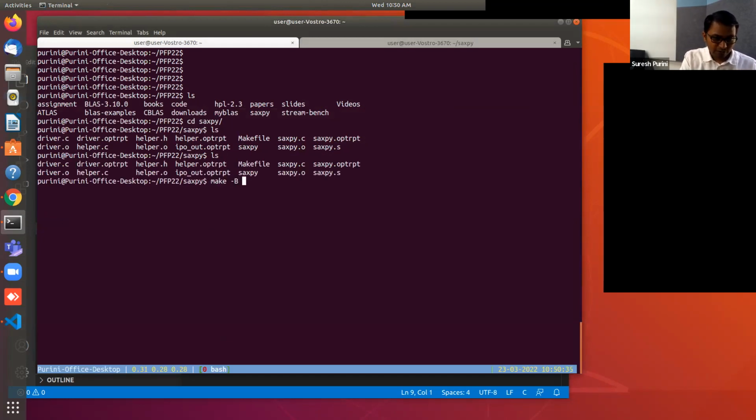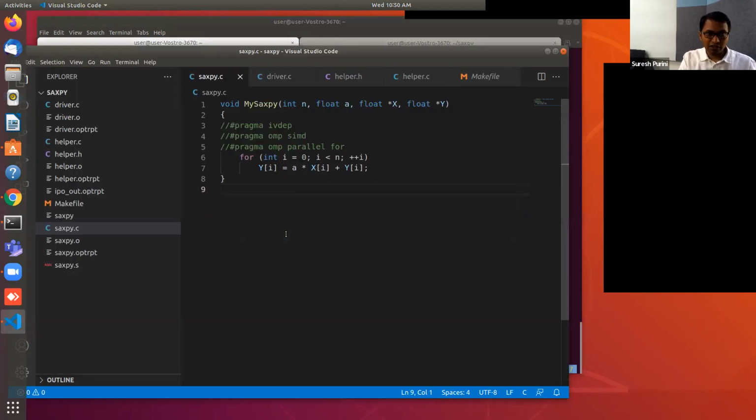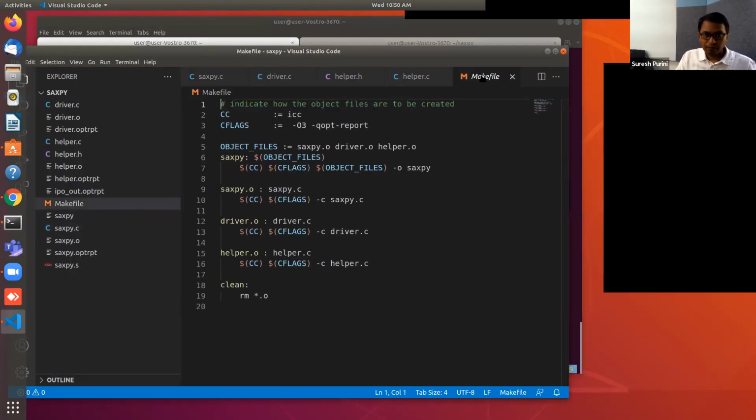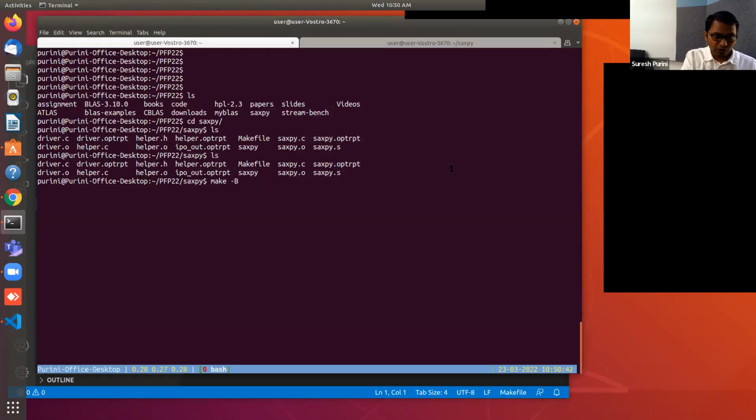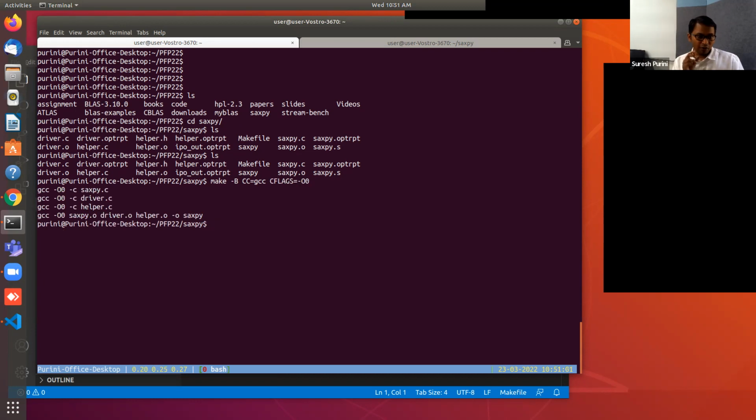So make, and I would like to use GCC to start with. So make with CC, I'm overriding the default ICC compiler that is present there, and the CFLAGS. CFLAGS is equal to -O0. If you don't enable any optimizations, let's see what performance we get. So we are getting 1 gigaflop per second.